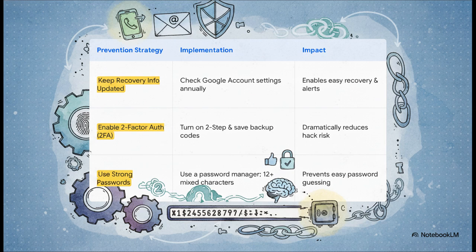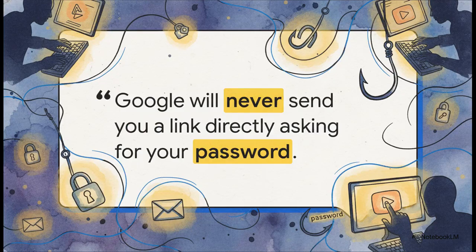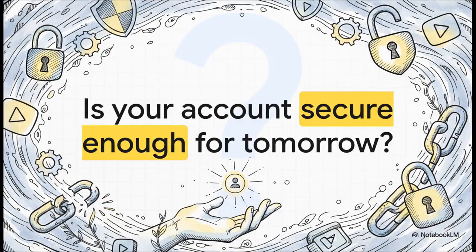And number 3, use a long, unique password. And seriously, get a password manager. It makes it so easy. And finally, please burn this into your brain. Phishing scams are the #1 way accounts get compromised. That's when attackers trick you into giving them your password. A real person from Google or YouTube support will never, ever send you an email asking for your password. Period.